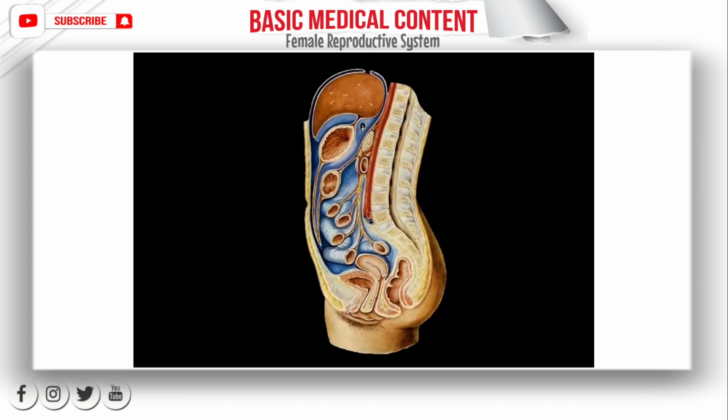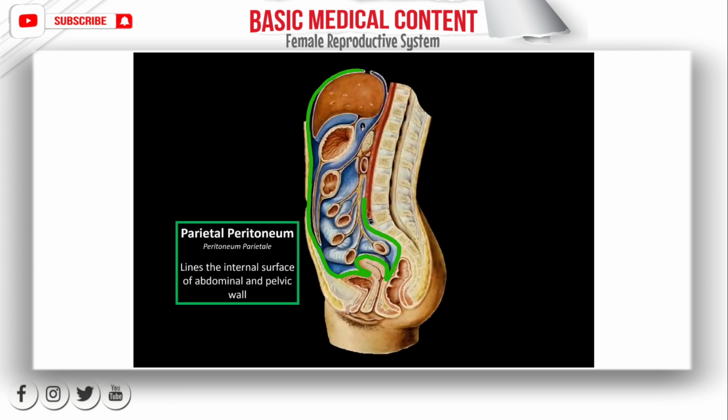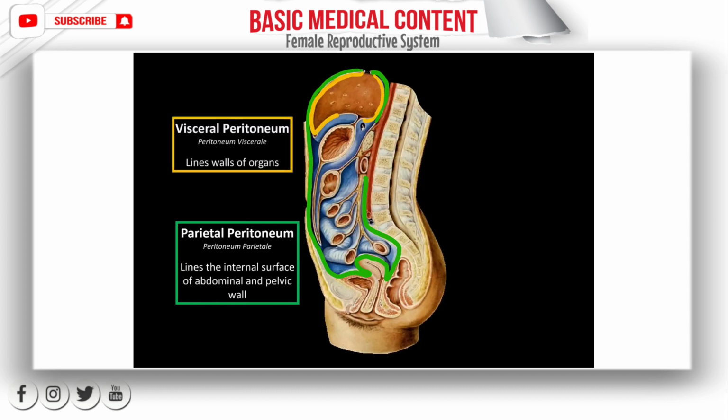Let's repeat something really quick. The peritoneum consists of two layers, right? One that is continuous with the abdominal and the pelvic wall, called the parietal peritoneum, and one that lines the visceral organs within the abdominal cavity, called the visceral peritoneum.